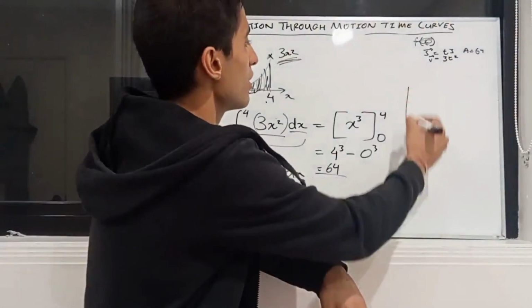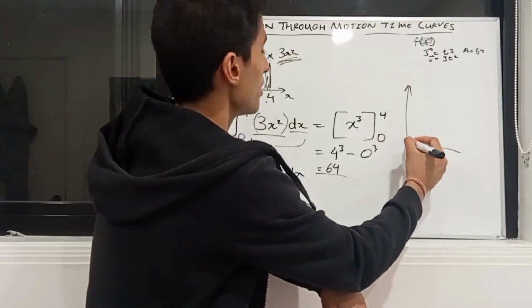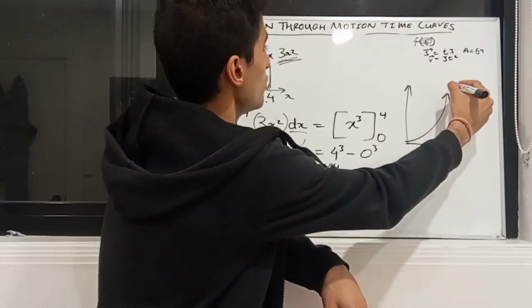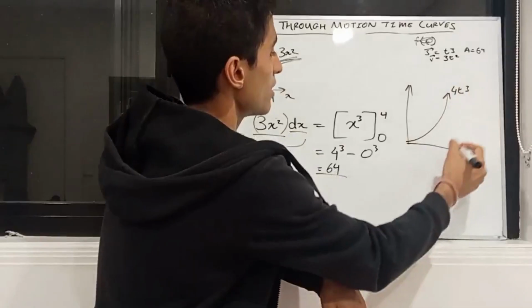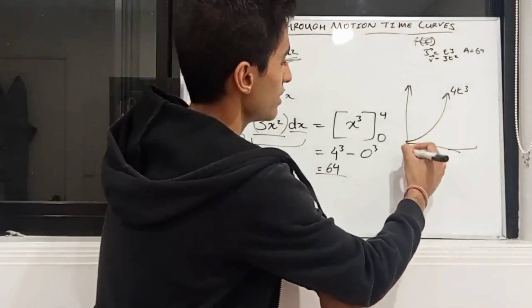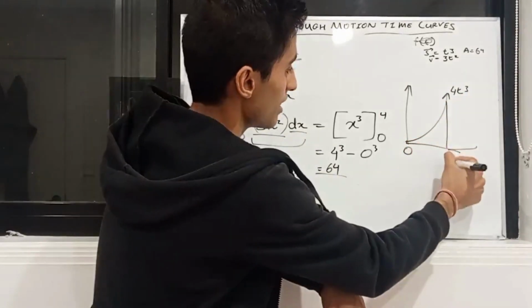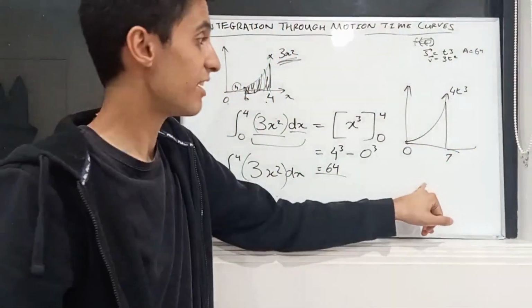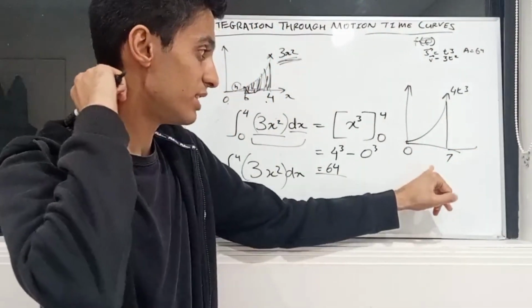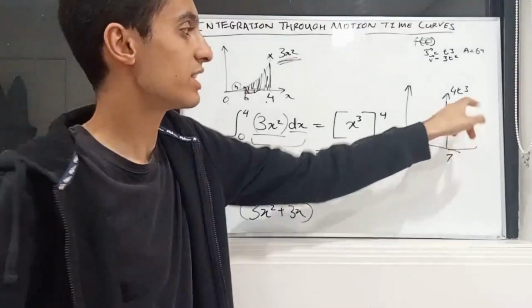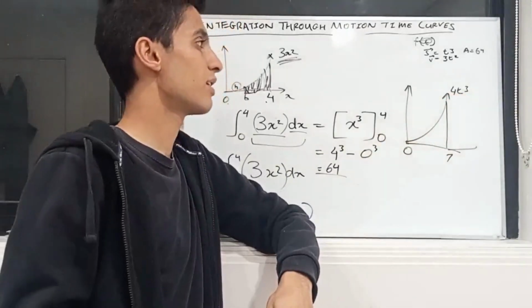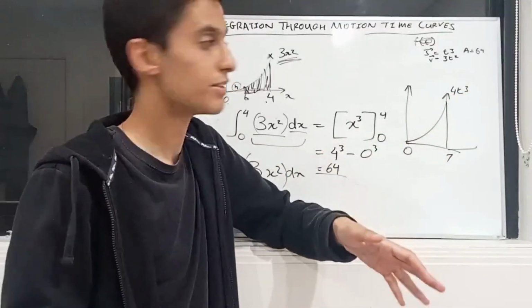We can do another one with 4t cubed and between 0 and 7. So you can find the area underneath the curve between 0 and 7, and your function is given by 4t cubed. So yeah, that's it for this lesson.